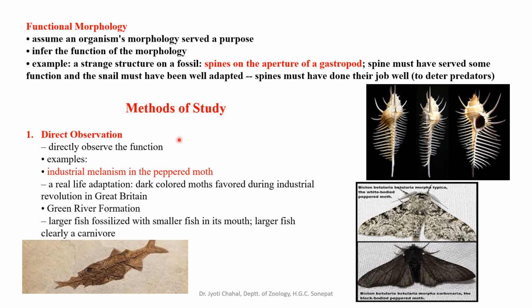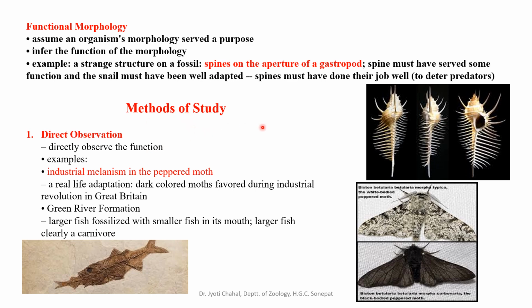Okay, so there are different methods of study of functional morphology. One can be direct observation, another can be studying homologous organs, another studying analogous organs, the fourth can be studying convergent evolution or adaptive radiation, and the last can be studying biomechanical principles. So we'll discuss these methods of study one by one. So first is direct observation.